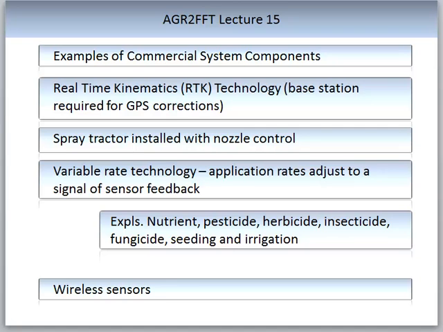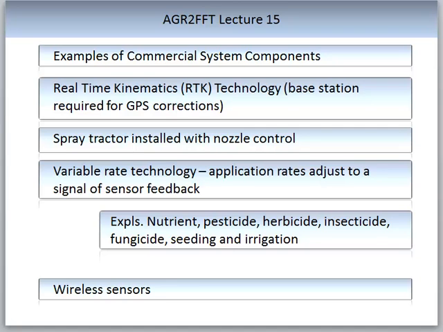In order to enable precision agriculture, there are a number of technologies that a commercial system may contain. On the next couple of slides, I have outlined an example of a commercial system. You may have a system that has real-time kinematics, or RTK. This requires a base station and allows for your accurate GPS corrections to be made. You may have a spray tractor installed with nozzle control technology. This enables the variable rate application of your herbicide, fertilizer and/or pesticide.